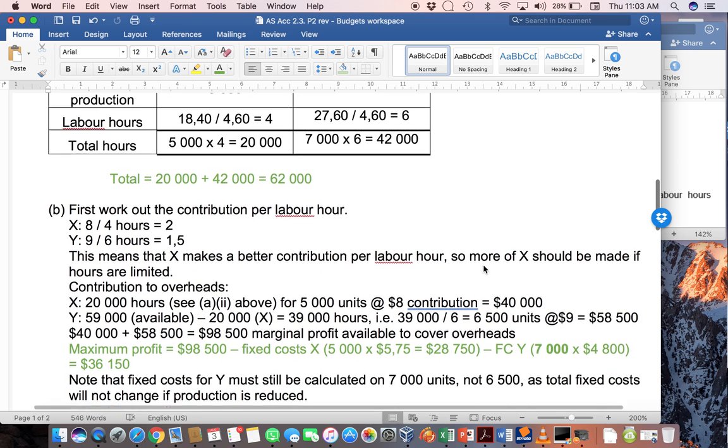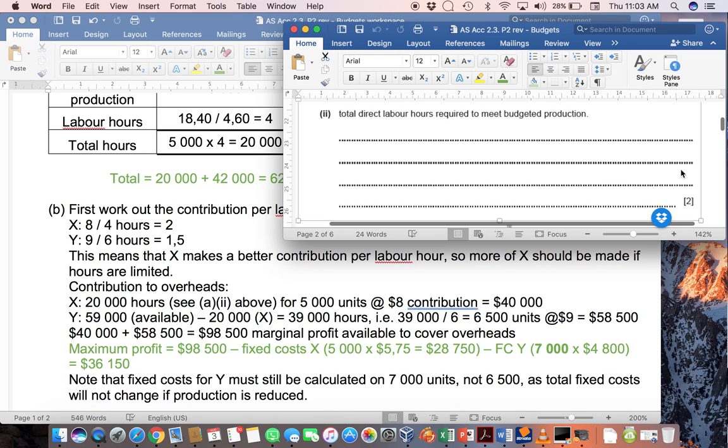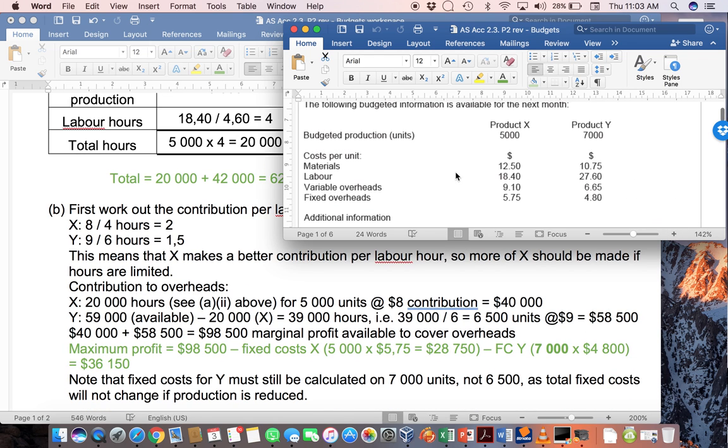Given the direct costs that were given to us, sorry, it won't be over there. Let's have a look over here quickly. If you go back to the beginning, you can see that your fixed overheads were given to you as a cost per unit. So we can take that 575 times the 5,000 units of X to get a total fixed cost for X of 28,750.